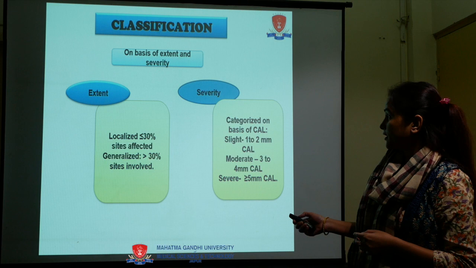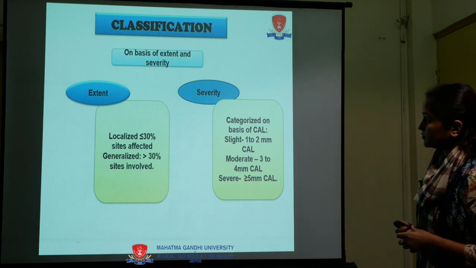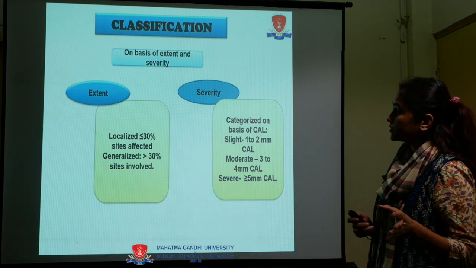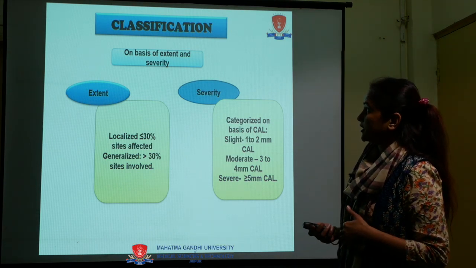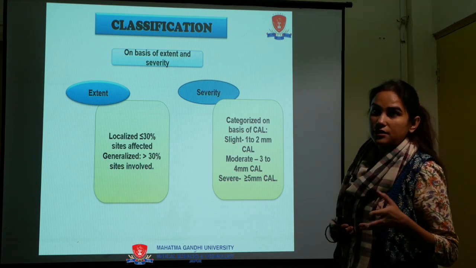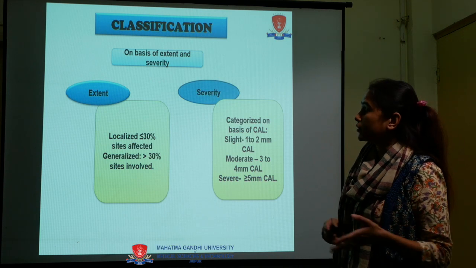Today's topic is chronic periodontitis. Now, chronic periodontitis is a condition which lasts for long, like after gingivitis comes periodontitis. So that is a disease of the gums which has been there for a long duration.